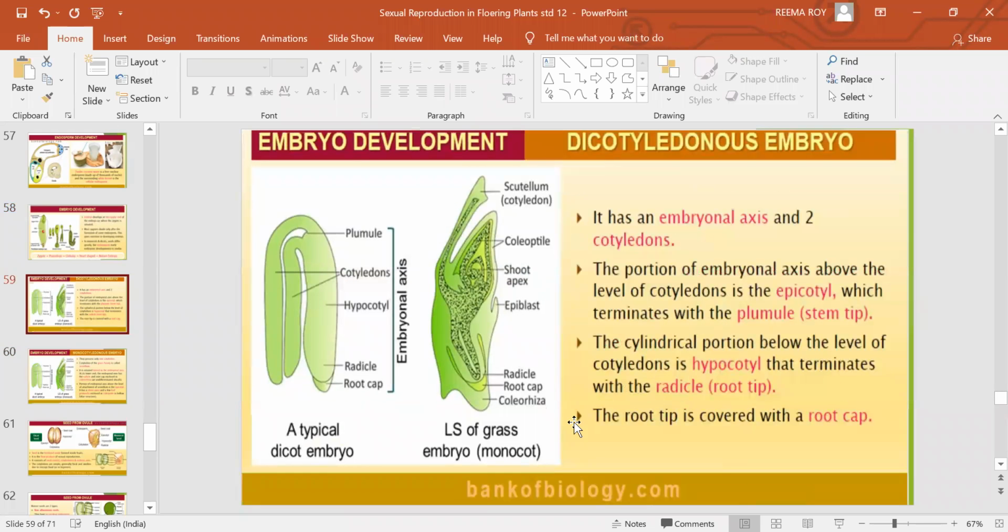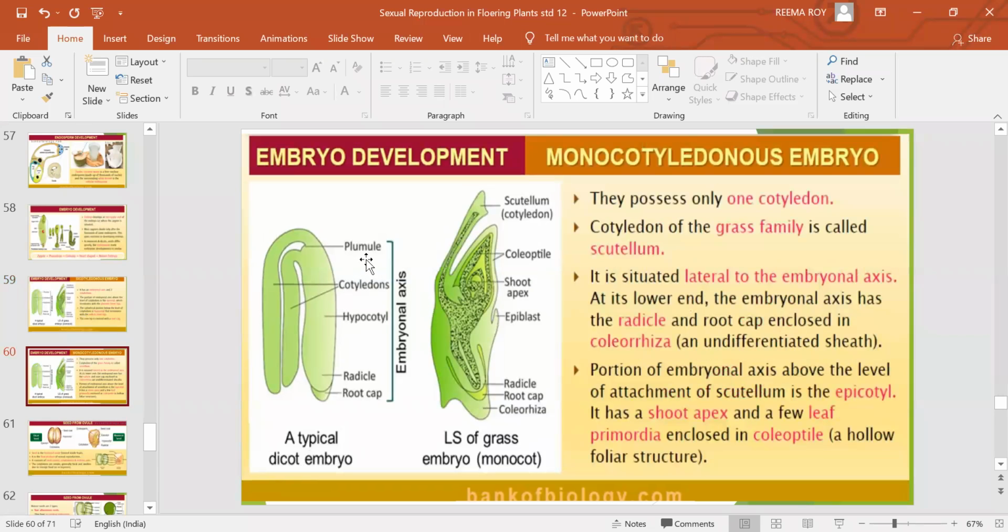So in the portion of embryonal axis above the level. So here in this picture, a typical dicot embryo. Now we're going to see, this is dicot. How will we come to know it is a dicot? एक डंडा दिख रहा है, दूसरा डंडा दिख रहा है. This is one, this is two. So this is a dicotyledon.